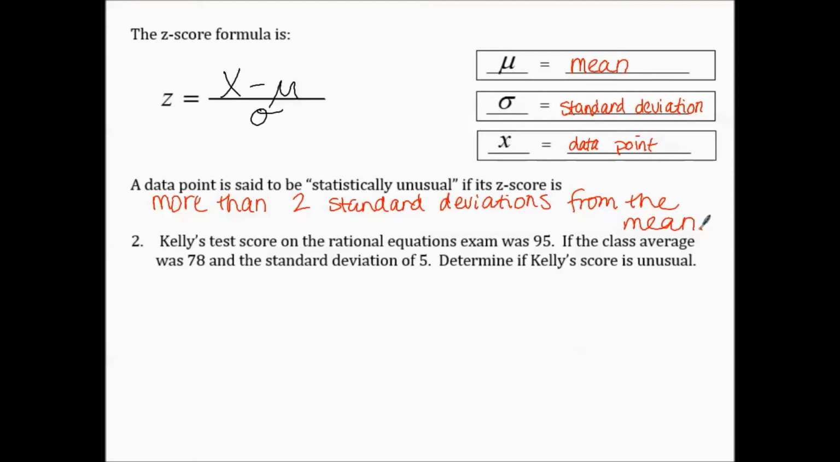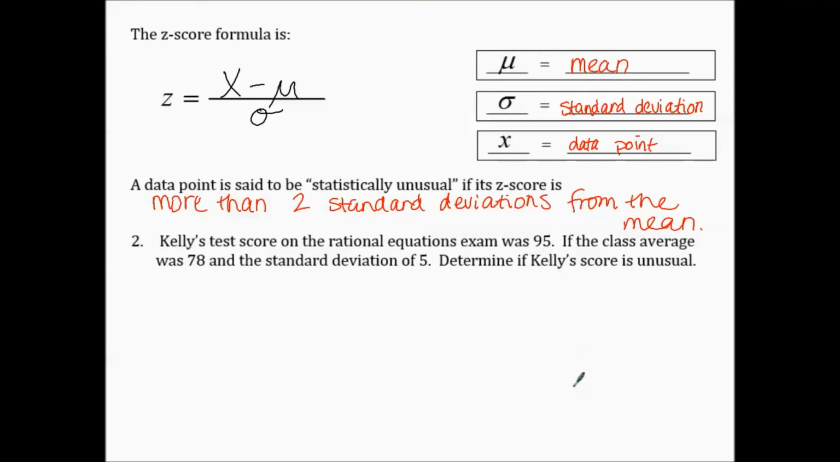This means that the z-score would be less than -2 or greater than 2. So let's look at an example. Kelly's test score on the rational equations exam was 95. If the class average was 78 and the standard deviation is 5, determine if Kelly's score is unusual.